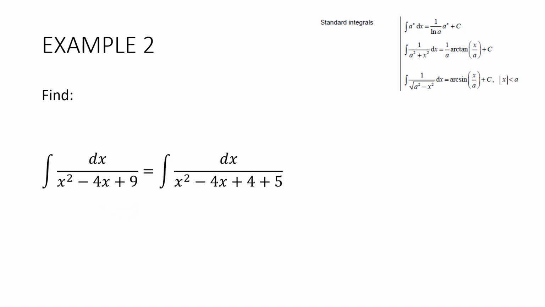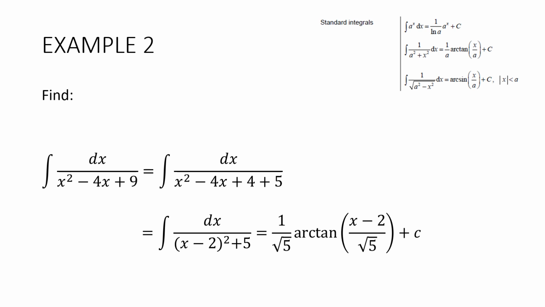I've got the integral of 1 over x squared minus 4x plus 4 plus 5. So nothing's changed. Complete the square. This is x minus 2 all squared. And now following the formula, we're going to end up with 1 over root 5, so this is a squared here, arctan x minus 2 over the square root of 5 plus c.